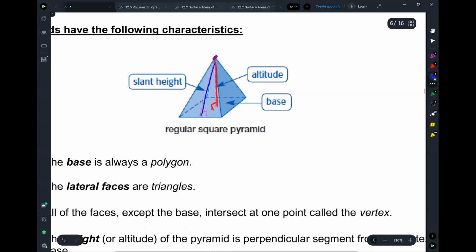Whenever we measure altitude, it has to be perpendicular to what you're measuring to. So it's got to be perpendicular to the base. I like to use H for altitude. We use an italicized L like this for slant height. All right, we're all going to use the same thing. Make sure you use an L like this versus like this, okay?